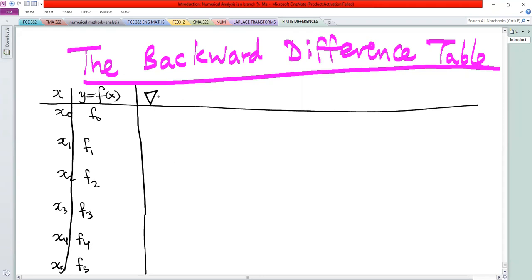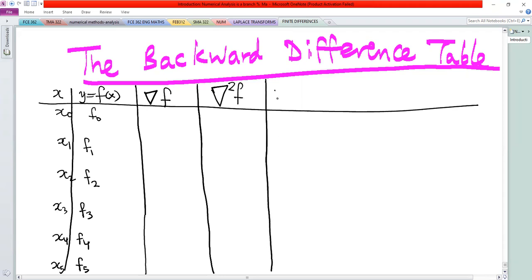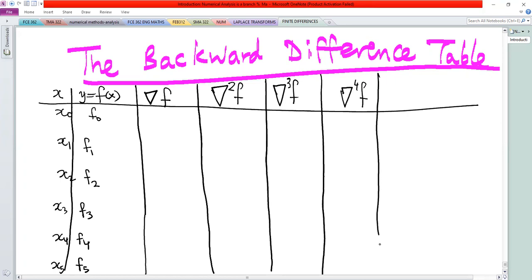So this is the first backward difference of the function f. This is the second backward difference of f. And then third backward difference of f. Fourth backward difference of f. Fifth backward difference of f. You can go up to the nth backward difference.